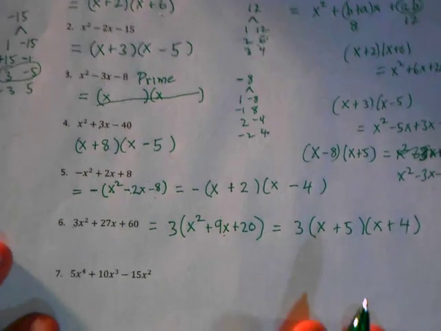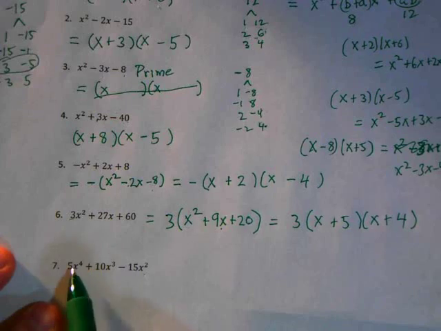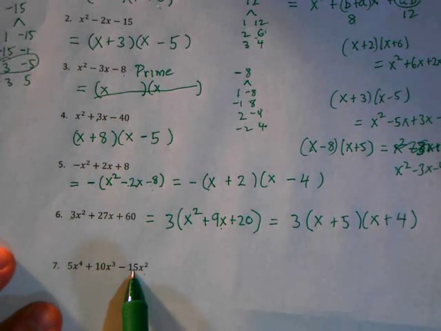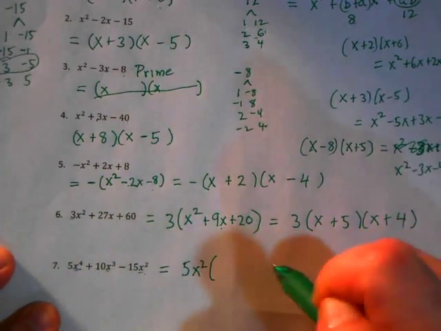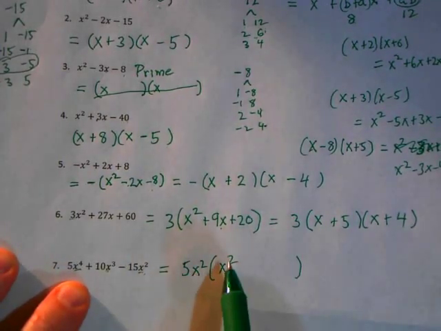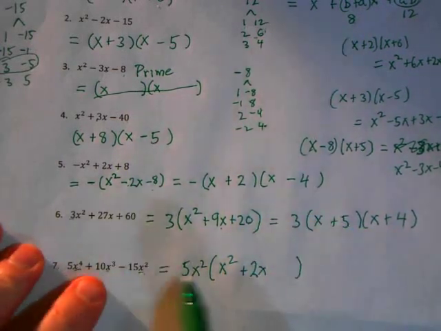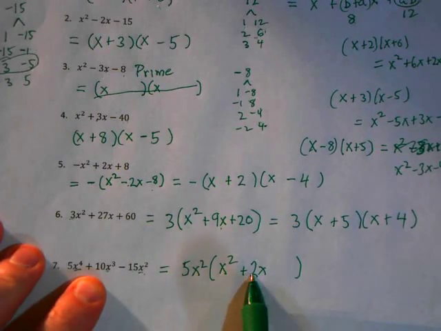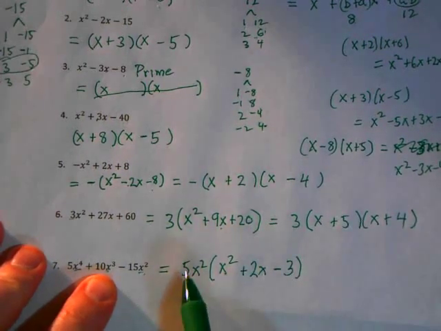All right, last one on this sheet. Look for a GCF. All the numbers can be divided by 5, and there's x's in all three of them. So our GCF this time is 5x squared. That would have to be x squared, because 5x squared times x squared would give me 5x to the fourth, plus 2x, 5x squared times 2x, 5 times 2 is 10, x squared times x is x cubed, minus 3, because 5 times negative 3 is negative 15, and I already have the x squared.